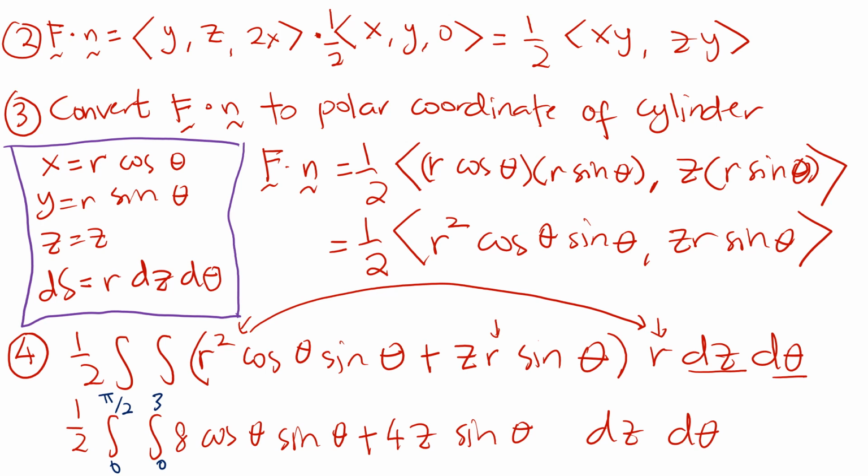Please make sure you understand the most important thing. You understand how to find n, and then you know how to convert it into polar coordinates. And of course, you should know how to determine the limits. Alright, so now you're going to integrate it. 1 over 2.